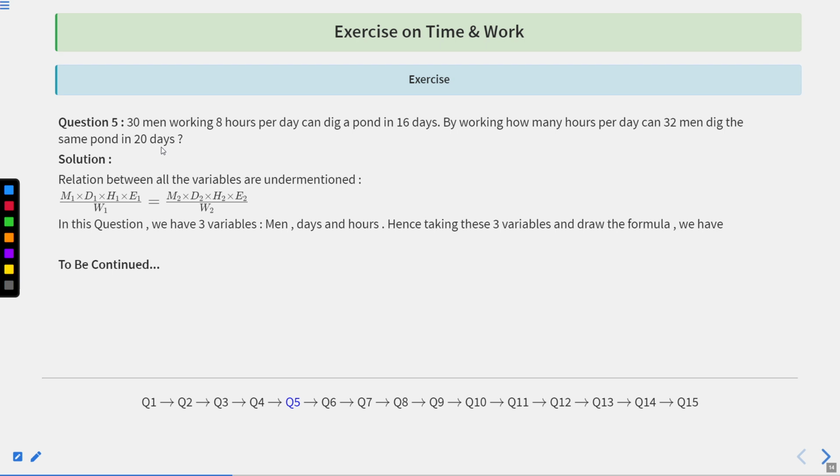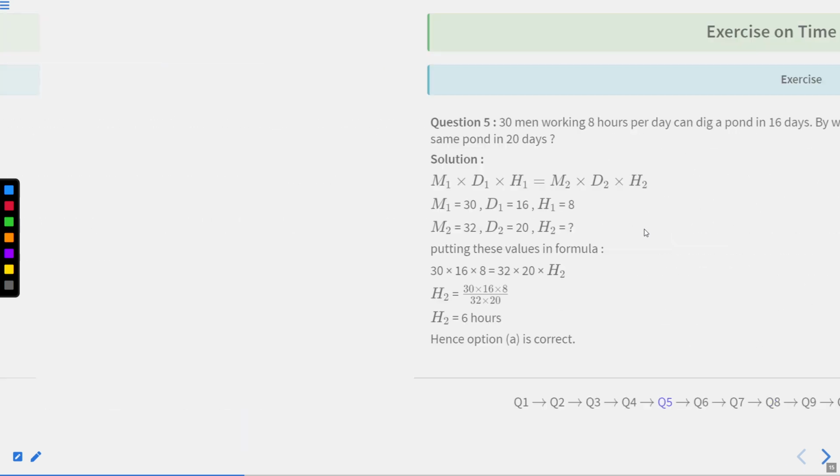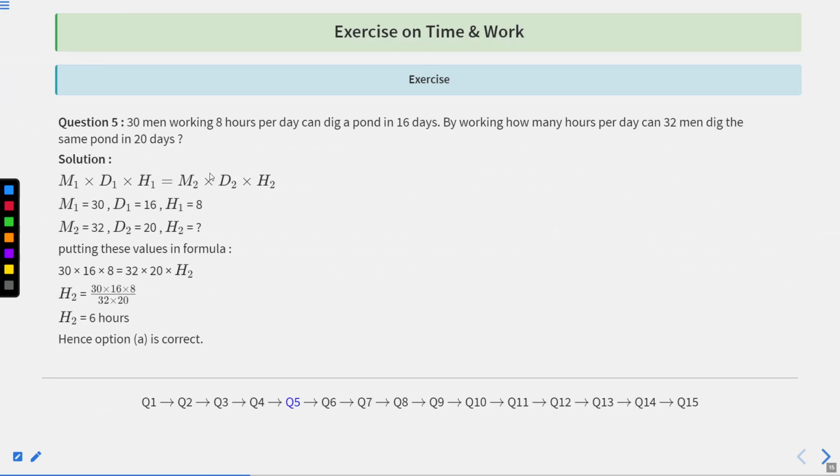So now recall a relation that we have studied in the theory class and have used in a lot of questions. The relation between all the variables is m1 d1 h1 e1 upon w1 equal to m2 d2 h2 e2 upon w2. In this question, we have three variables: men, days, hours. Hence, taking these three variables, we draw the formula m1 d1 h1 equal to m2 d2 h2.